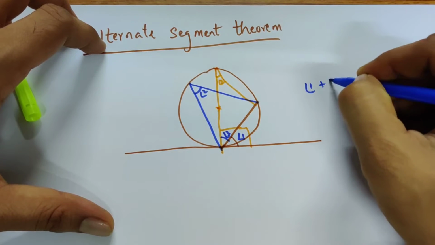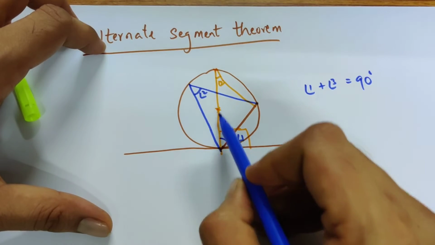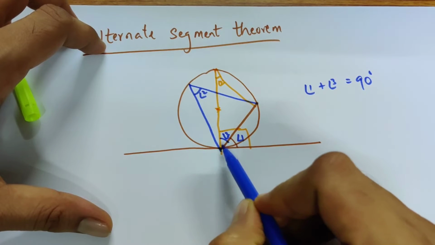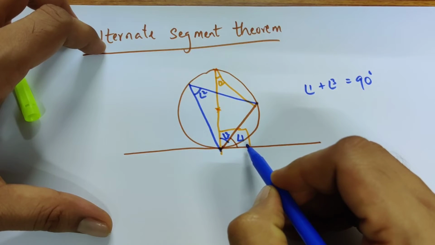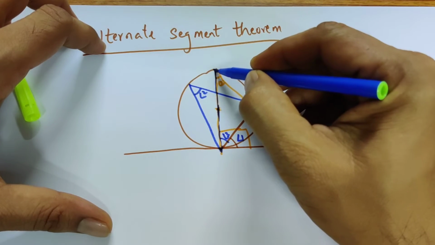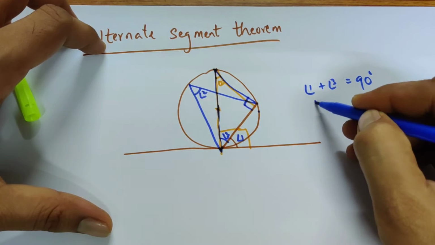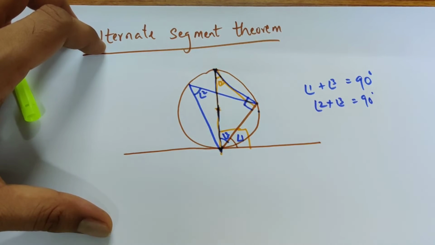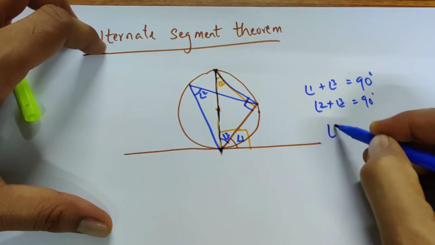So I know angle 1 plus angle 3 is equal to 90 degrees. Why? Because any line from the center to the point of the tangent is perpendicular to the tangent. This we know. And because this is passing through the center, and this is the diameter, which is 180 degrees, and this is half of that, this is also 90 degrees. That also means that angle 2 plus angle 3 is equal to 90 degrees. So angle 3 is just a dummy for this proof, right? So basically it means angle 1 is equal to angle 2.